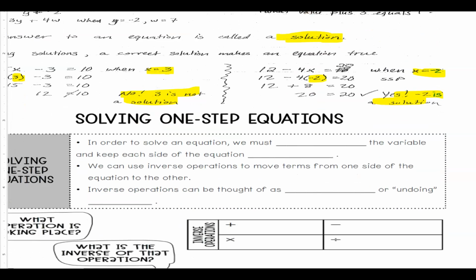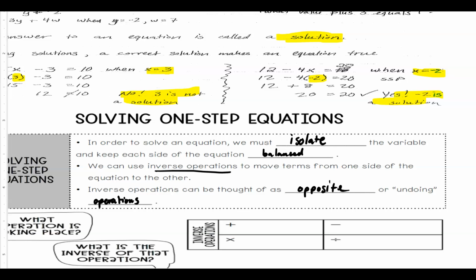So how do we do that? In order to solve an equation, we must isolate the variable, basically get it so that the variable is just left on one side, and keep each side of the equation balanced. We do that by using inverse operations to move terms from one side to another. The thought of inverse operation is the opposite of what we see, or the undoing of operations.